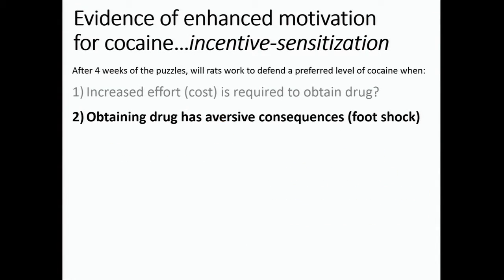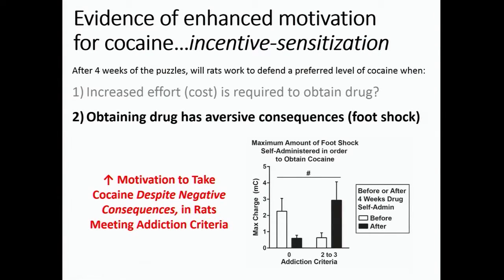The other thing you can look at is obtaining drug under adverse consequences. Will rats work to defend their preferred level of cocaine even if they're being shocked? And as you might expect, there's a lot of individual variation in this, which reflects the human literature. Here you have your zero criteria rats, before and after the 4 weeks of self-administration. The zero criteria rats actually decrease the amount of foot shock they're willing to take on, whereas the rats that show the 2 to 3 addiction criteria increase the amount of foot shock they're willing to endure in order to get a cocaine infusion. So this is classic continued pursuit of drug despite negative consequence.